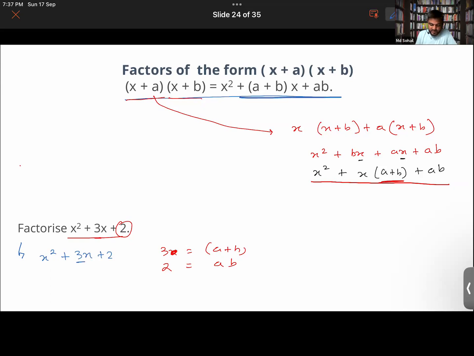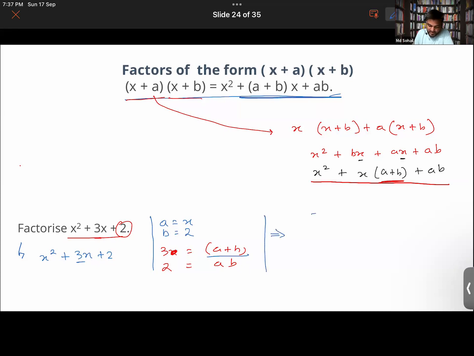If I were to express it in this form, 3 is equal to a plus b. You already know that a here is simply x, and b here is 2. So if we compare it with this identity, you will be able to solve it very easily.